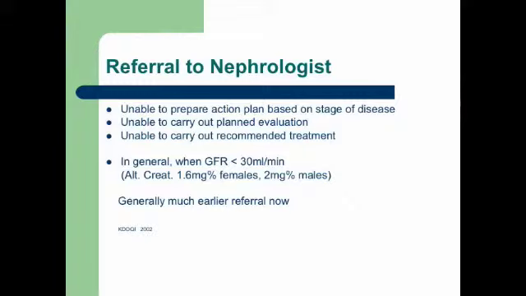Most patients are followed by their primary care physician, and the question is, when should they be referred to a nephrologist? Well, there are some guidelines on that. These are the current guidelines that were published in 2002. In general, when the primary care is unable to prepare an action plan, is unable to carry out planned evaluation, or if the patient is unable to carry out recommended treatment. That's the official guidelines. In general, when the GFR is less than 30, I think that's too late. Generally, we've seen patients much earlier now, fortunately.